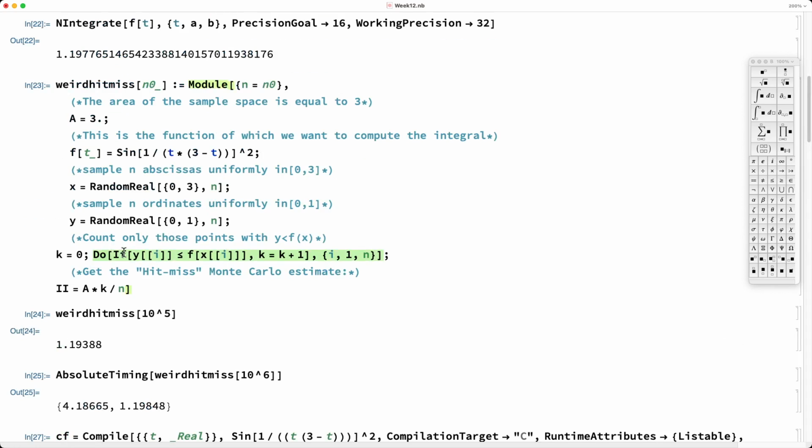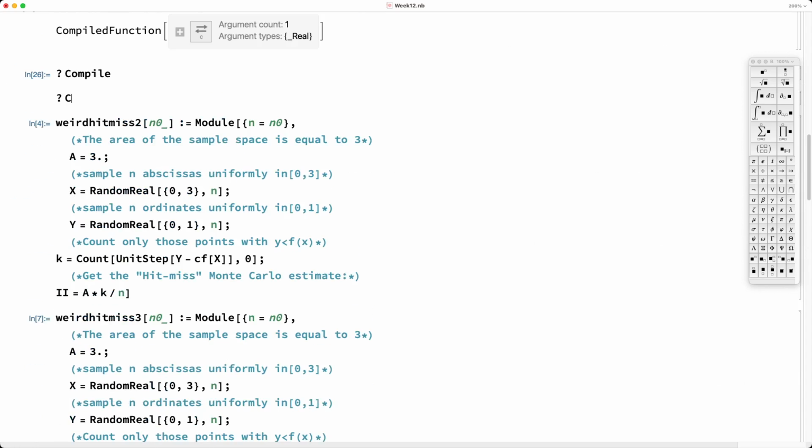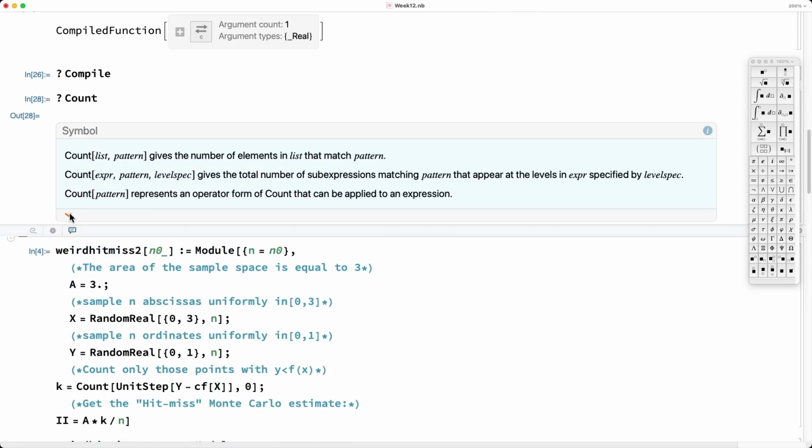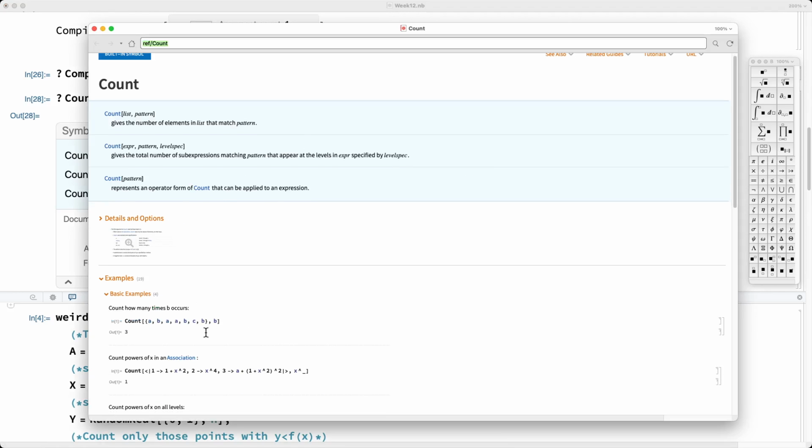So instead of using do and counting how many values of y are lower than f, I'm going to use the command count, which is optimized. So let's look at that command. The command count, as you can see here in these examples, counts how many times a particular character shows up in this list. So for example, B shows up 3 times, so the count command with argument B here returns 3.